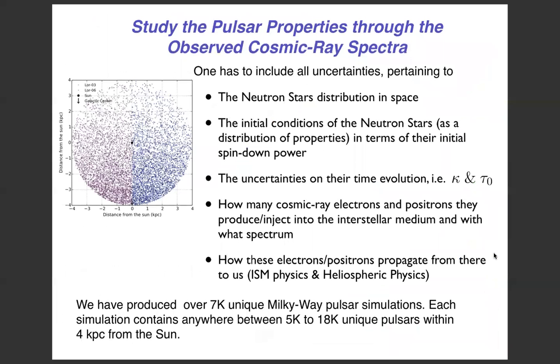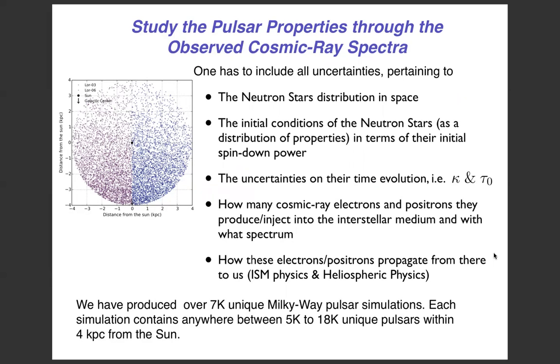Now, in our simulation, basically, we test many simulations to probe for the fact that neutron stars are born in a relatively random manner with a given rate. Their exact location in space follows some distribution and some probabilities, but it's still stochastic. We have to include also the initial conditions of neutron stars, which affects their initial spin-down power, and that has some uncertainties that we have to account for.